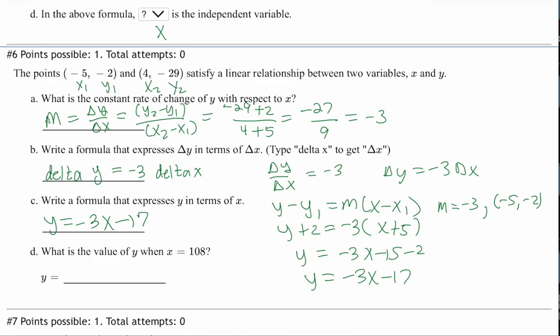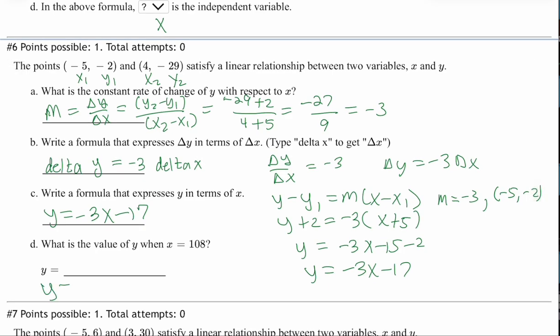Now, once we get that formula, then it's just a matter of plugging in the value when it comes to part T. It says, what is the value of y when x is 1? Mine says 108, yours might say something different. Okay, so really the y value is just going to be -3 times 108 minus 17. So just follow your order of operations. So if we do -3 times 108 minus 17, we get -341. Okay, so that is problem number 6.